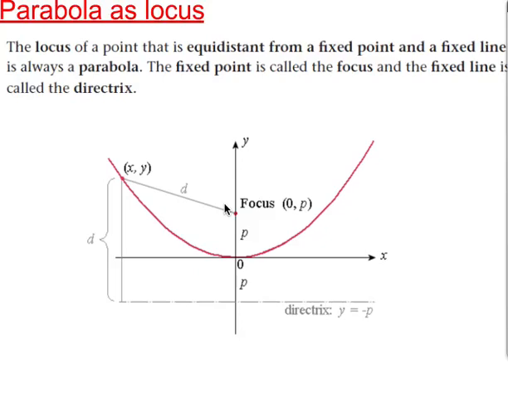Point, this is on your sheet. Then that fixed point is called the focus. And it's also equidistant from the fixed point and the fixed line. That fixed line is called the directrix. So that's all on your sheet that I've given you.